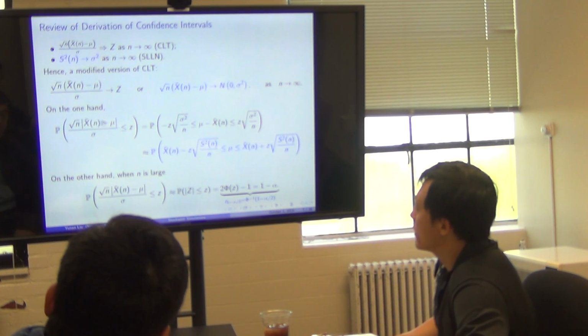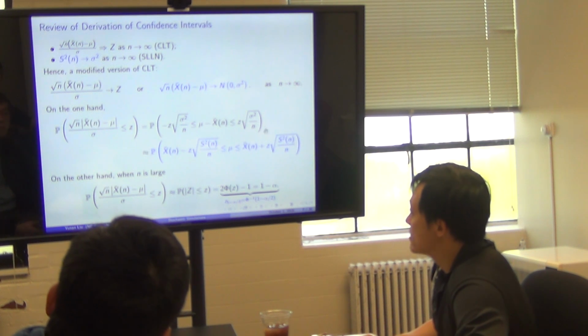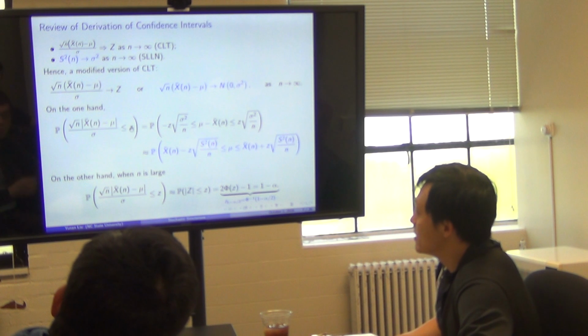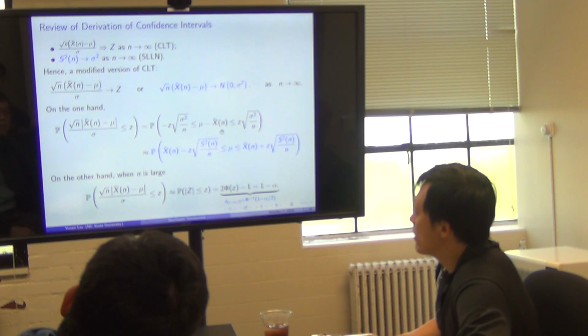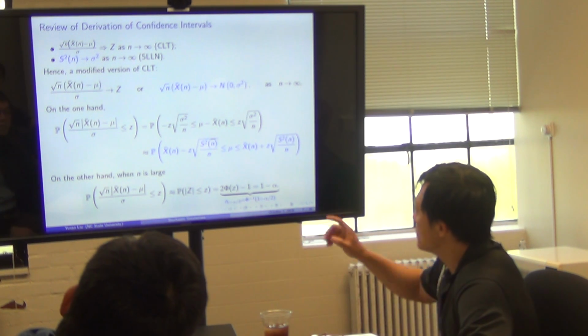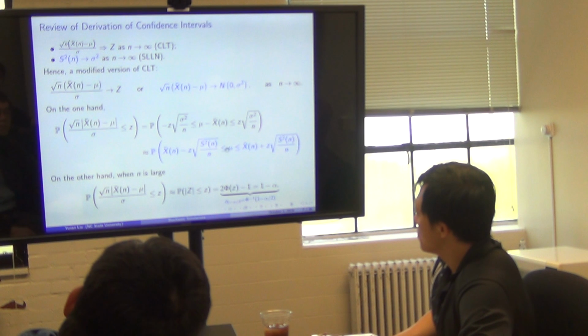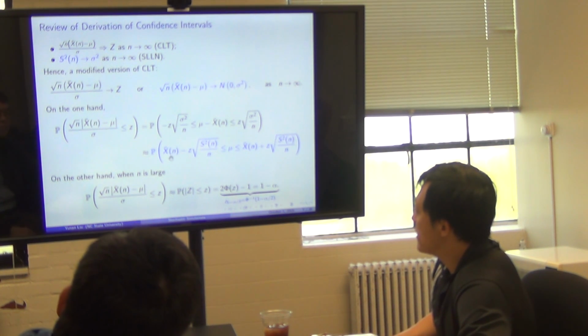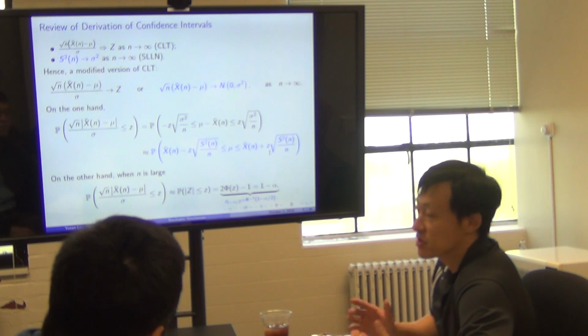On the one hand, this is interpreted as an envelope, an interval containing mu. This quantity being less than z is nothing but this being smaller than the upper bound and greater than the lower bound, which is plus minus. Moving things around, you have an interval containing mu, and the interval is symmetric. The upper limit and lower limit are given here using the data.